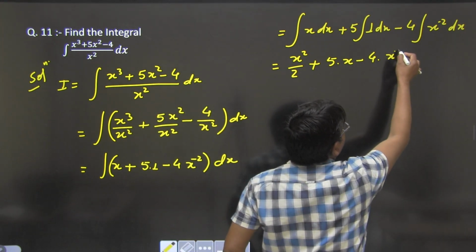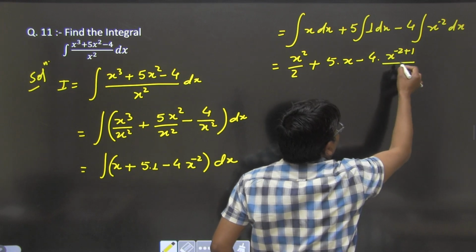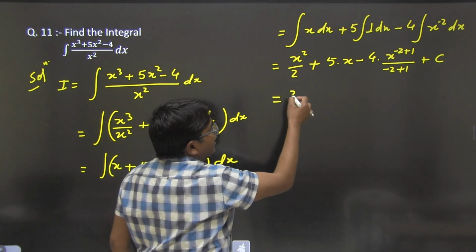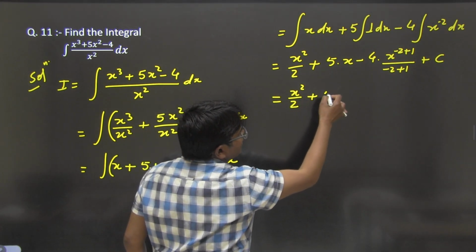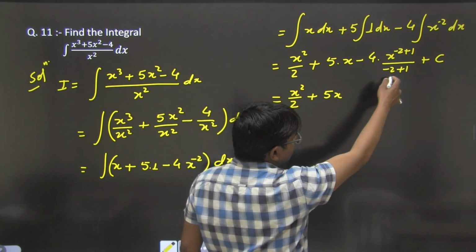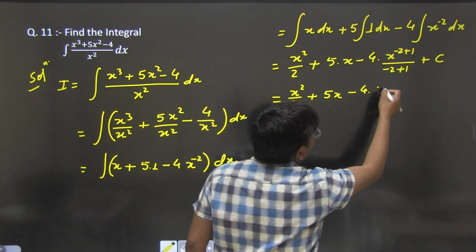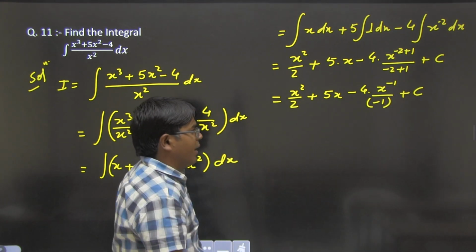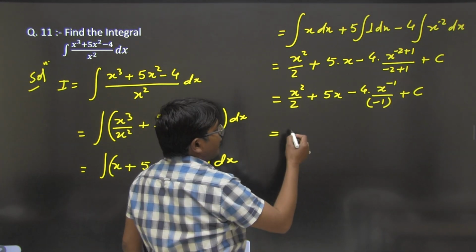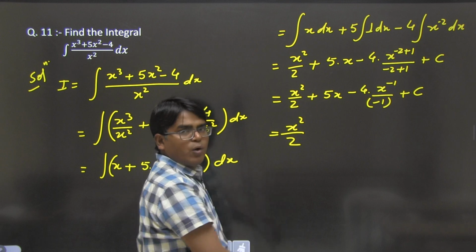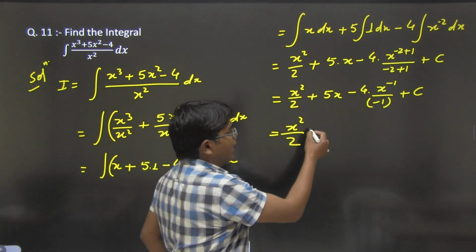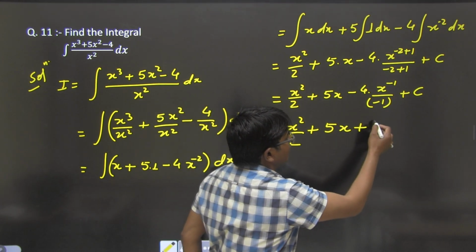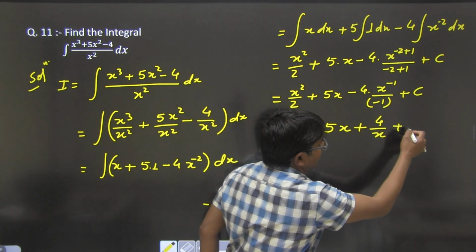So what can we write? x to the power minus 2 plus 1 upon minus 2 plus 1, plus c. But we get finally x square by 2 plus 5x. What do we get? Minus 4 into x to the power minus 1 upon minus 1, plus c, right? So when we simplify it, we will get x square by 2 plus 5x plus 4 upon x plus c.